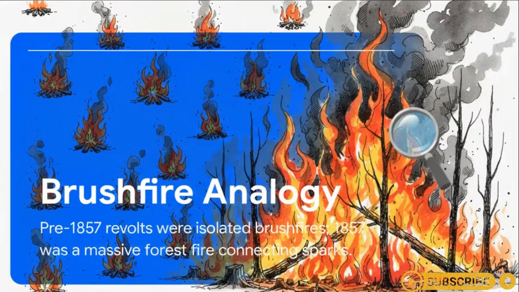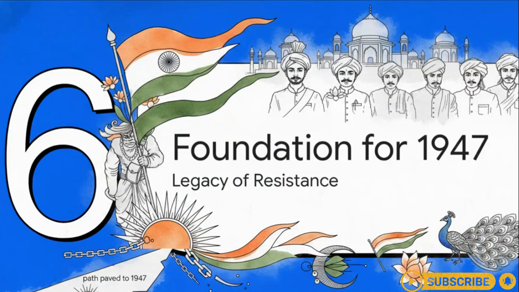If you need a simple way to remember this transition, think of the brush fire analogy. Those pre-1857 revolts, they were like isolated brush fires. Super intense, very destructive, but ultimately localized to one area. 1857, on the other hand, was the massive forest fire, where all those individual sparks finally connected and burned together as one. Section 6. Foundation for 1947 Independence.